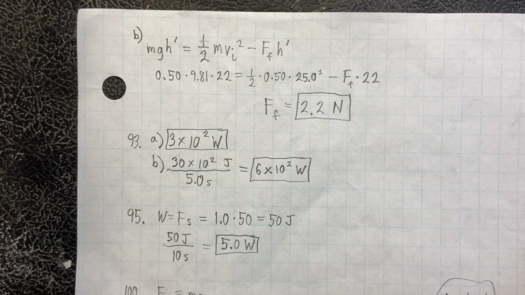95, a runner traverses a 50-meter long stretch on a horizontal track in 10 seconds at a fairly constant speed. All the while, she experiences a retarding force of 1.0 newtons due to air friction. What power was developed in overcoming that friction? All right, so work equals force times distance or displacement. And we plug and chug, find that that's 50 joules. And since it tells us that it was 10 seconds, work over time is joules per second, and that's 5.0 watts.